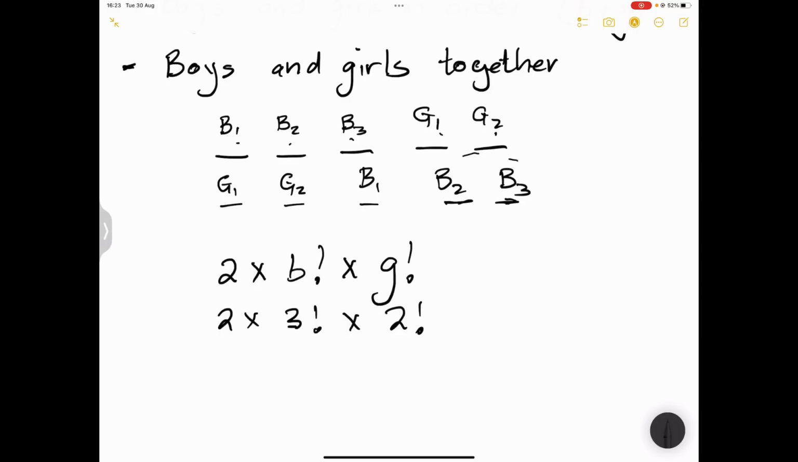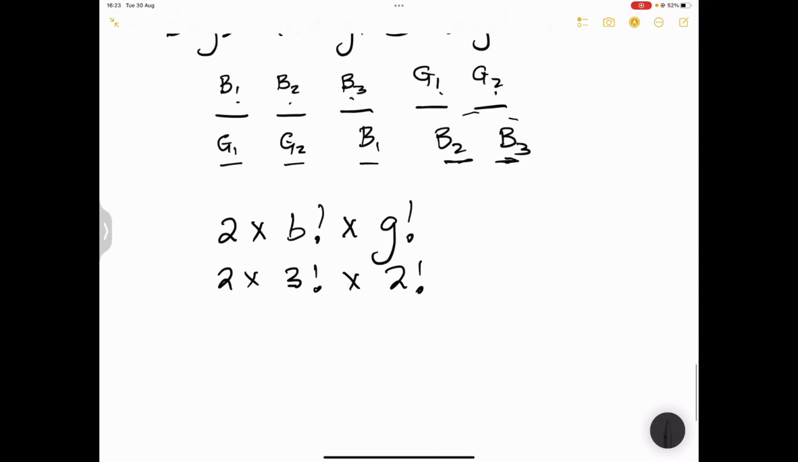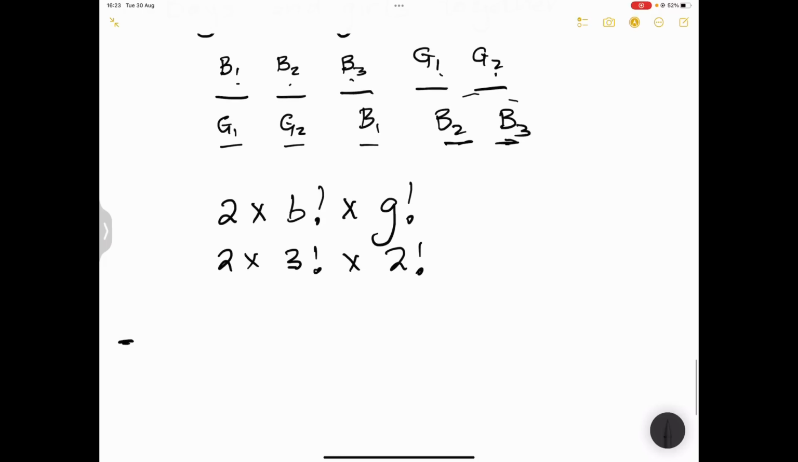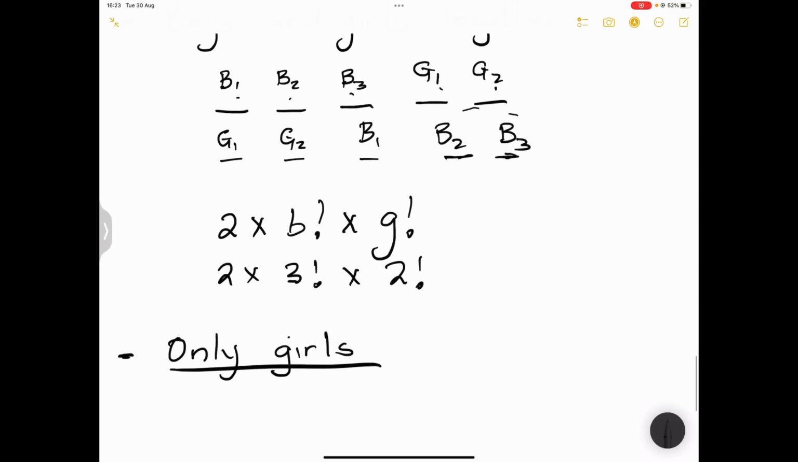Now, this one is slightly on the tricky end, but please hear me out. Imagine if I said I only want the girls together. So it doesn't matter how I arrange the boys, but every single time.